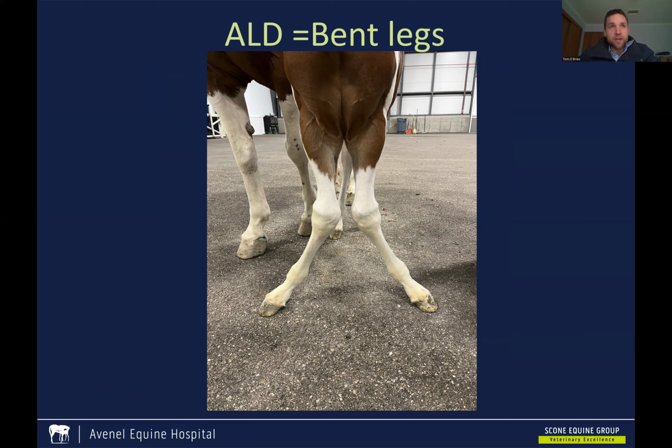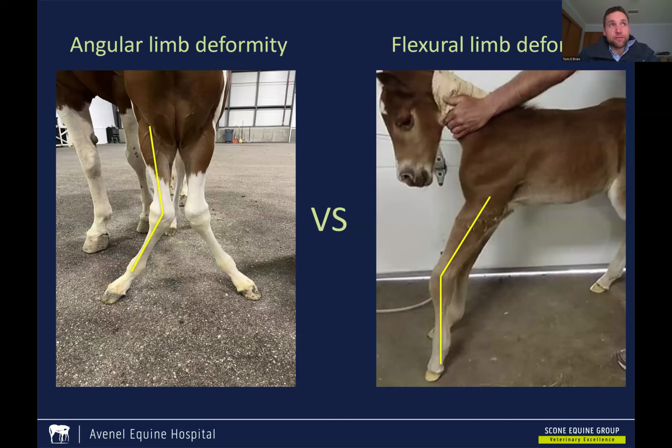Now, in this particular photo, it's pretty easy to see that the legs are bent when you're standing in front of the foal. And I guess one important point is that angular limb deformities are different from contractural or flexural limb deformities. The key difference is that with an angular limb deformity, you can only properly assess and observe it when you're standing in front of the foal. Whereas if you have a flexural or a contractural limb deformity, you need to stand from the side, and that's how you would see it.